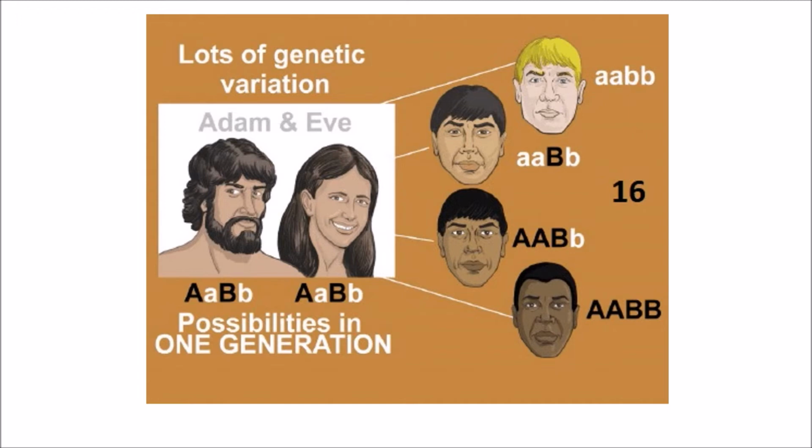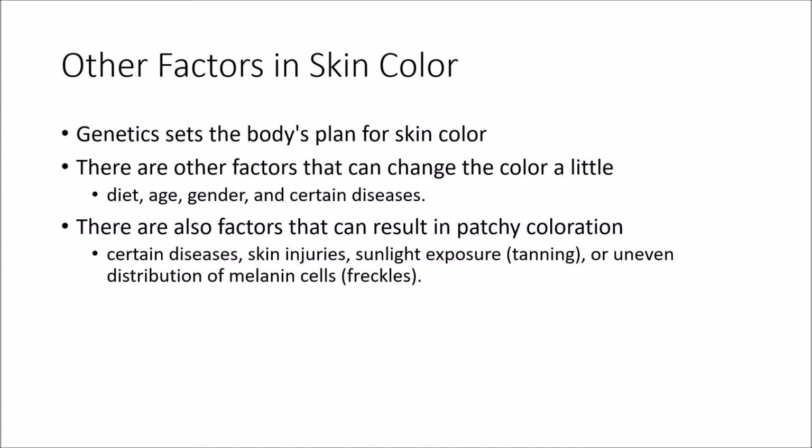It's very interesting. Okay, so other factors in skin color, we talked about this. These genetics set the body's plan for your skin color. That's what the genes should cause those melanocytes to produce, the amount of melanin that colors your skin. But there are other things that can change that a little bit. Diet can change that. Your age, you tend to get darker with age. There are some things in your diet that can change your skin color a little bit. Not a whole bunch. You can't turn a white person into a black person or anything like that. But people tend to get darker with age, and color changes that way.